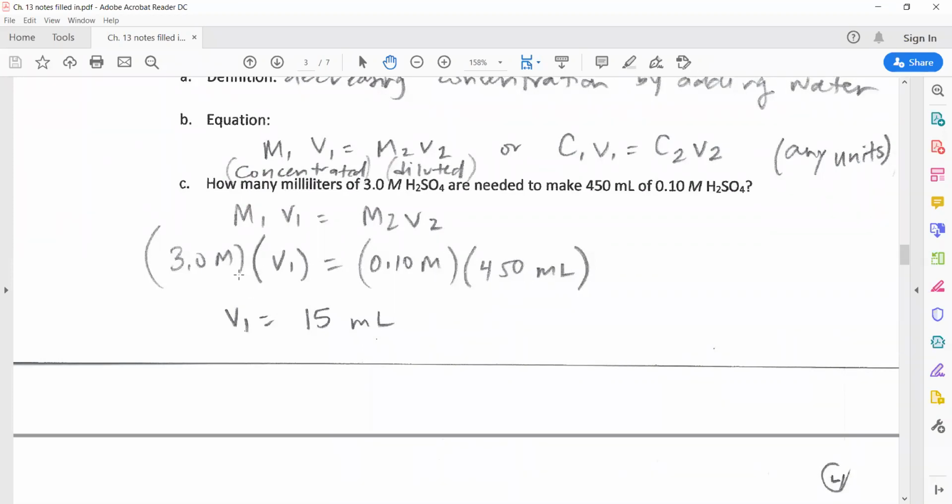And then on the other side, I started with a 3 molar concentration, and I'm looking for the volume. So really we just divide by 3 on both sides, the molarity cancels out, and we come up with milliliters. So what this tells me is I will need 15 milliliters of the strong stuff, the 3 molar acid, and I'll add water to that 15 milliliters until I make a total of 450. Once I get to 450, I can be confident that my new solution will have a concentration of 0.1.